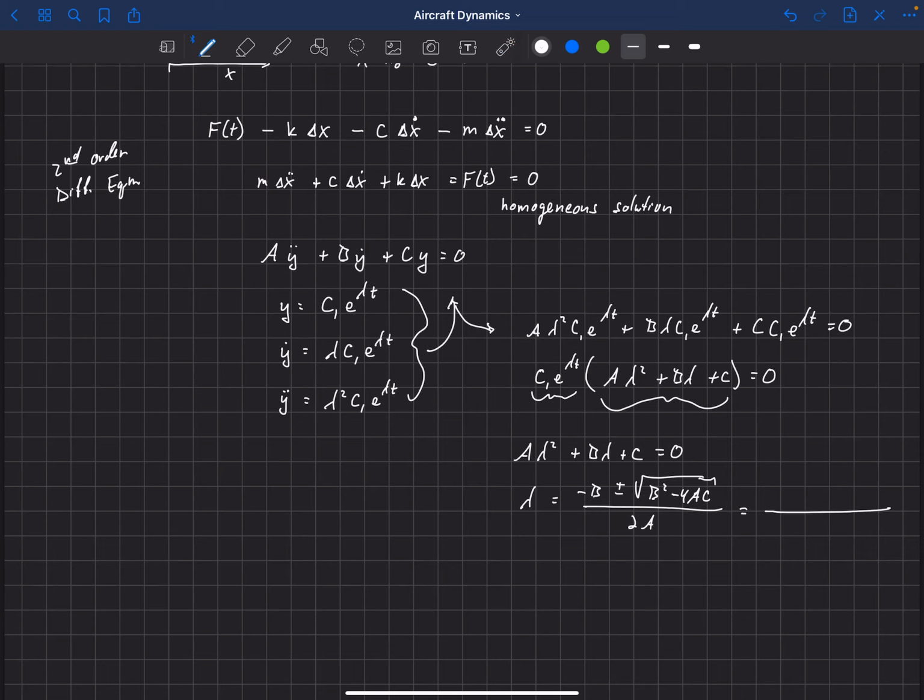So we'd have, for example, 2m. What's b up there? B is little c. So we're going to get minus little c plus or minus the square root of little c squared minus 4 times a, which is little m. And then the c here is little k. Okay. So that's what we get for these lambda values.